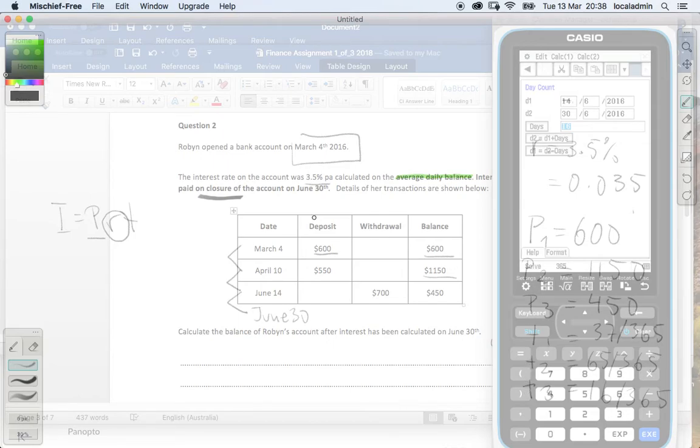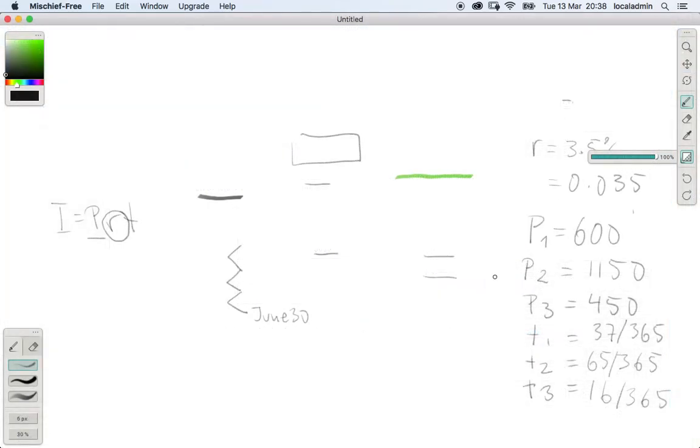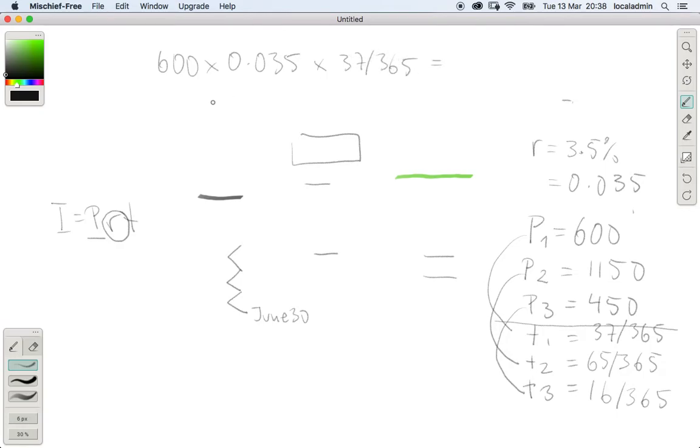We've got P's, we've got T's, we've got R's, and now we need to find the I's. So now the trouble with this exercise is that we actually have 3 P's with 3 corresponding T's, so we need to have 3 separate calculations. Okay, so let's do that quickly. So PRT, so that's 600 times our interest rate, which is 0.035, and we multiply that by the fraction of the year, and that gives us a number. And then we found our first interest, and we do that for the second interest as well, and we do that for the third interest as well.